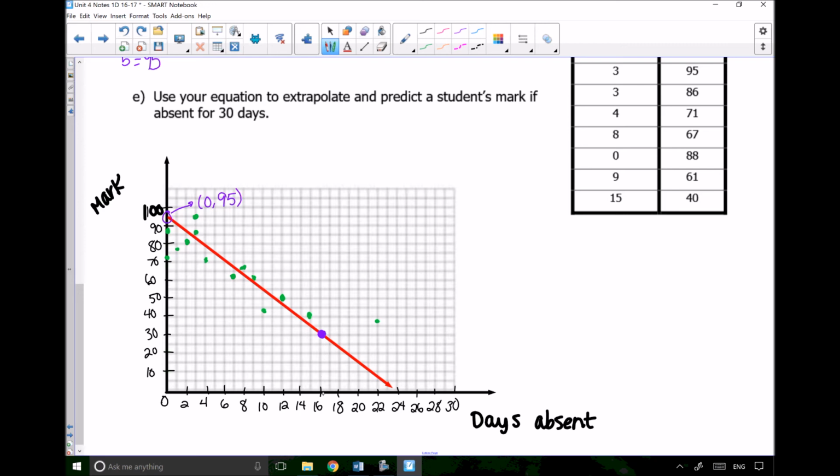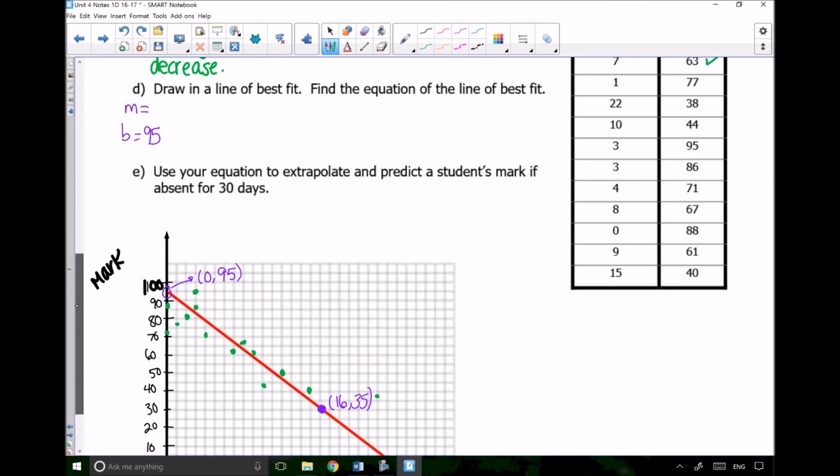So my other point that I'm going to choose is going to be 16. By the way, you can draw this line in. So if you need to press pause and draw this line in, go ahead. But this point is going to be at (16, 35). So that's a good point to help you draw in your line of best fit. Okay, so now how do I find the m?